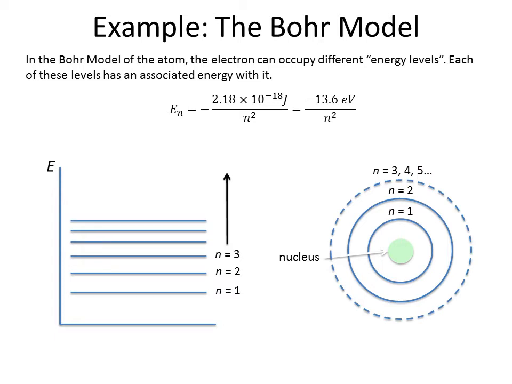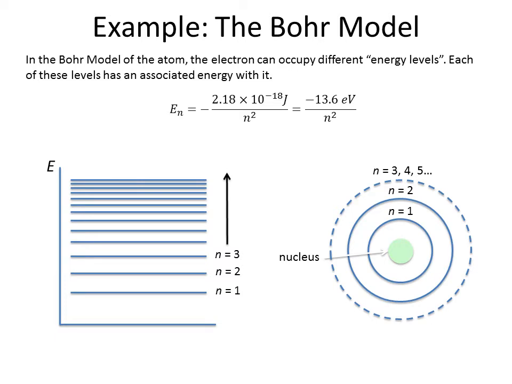As we get to larger n's, we can look and see what happens to the energy levels. So just a very simple equation: minus 13.6 electron volts. Electron volts is another energy unit. If you're more familiar with the MKS system, it's 2.18 times 10 to the minus 18 joules.